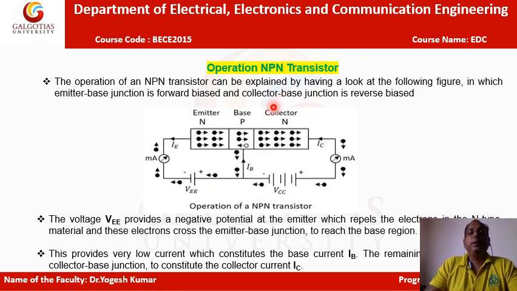It is similar to the PNP transistor. The operation of the NPN transistor can be explained with the following figure, in which the emitter-base junction is forward biased and the collector-base junction is reverse biased. This is the N region, this is the P region, and this is the N region. We have to make this forward biased, so N must be connected to the negative terminal of the battery, and the other N to the positive terminal. In this fashion, it makes the forward bias and increases the reverse bias.